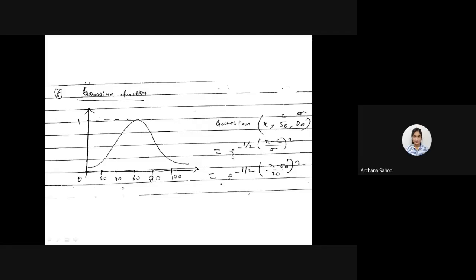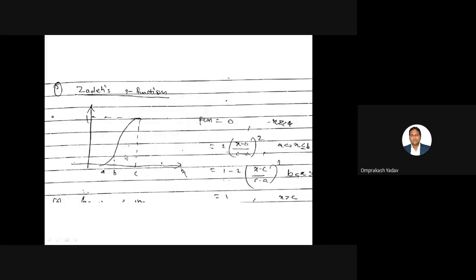Is this the fifth type of membership function or sixth? Okay. So there is a fifth type. Okay, we'll take it. Let's take this one first.